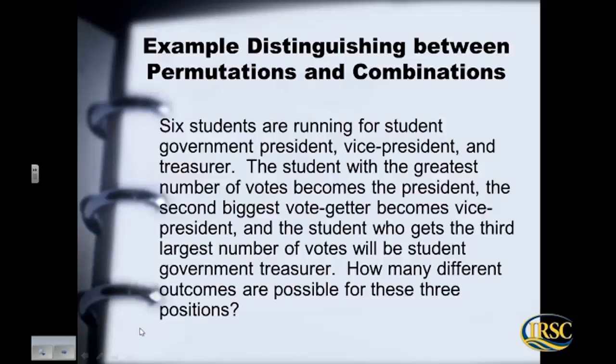So in the first one, it says 6 students are running for student government president, vice president, and treasurer. The student with the greatest number of votes becomes the president. The second biggest vote getter becomes the vice president. And the student who gets the third largest number of votes will be the student government treasurer. How many different outcomes are possible for these three positions? Okay, so you're thinking to yourself, is this a permutation or a combination? And then think about the difference between what a permutation and a combination is.